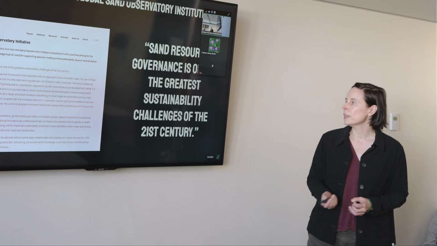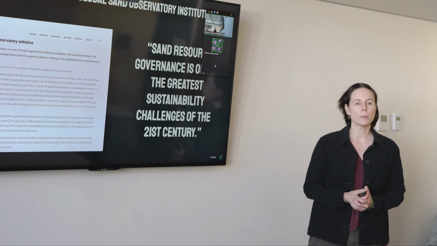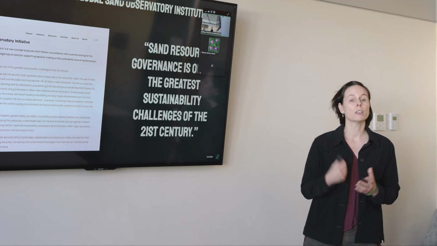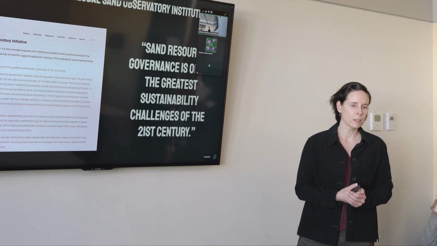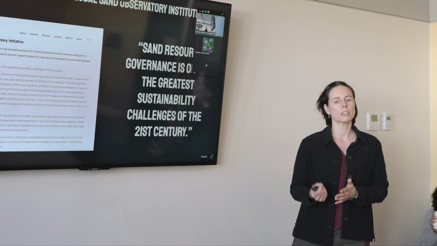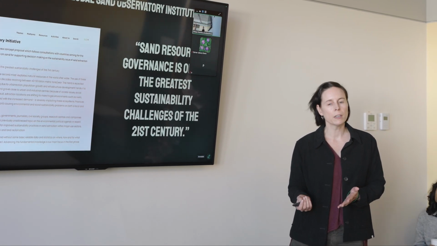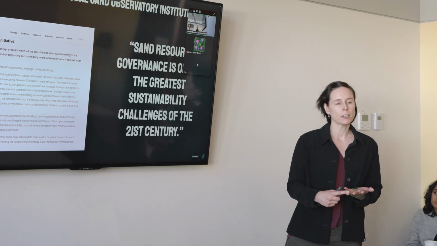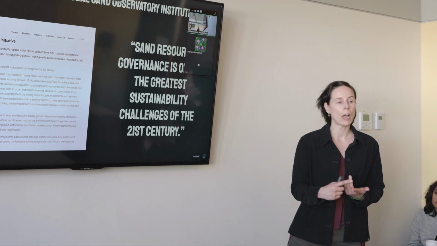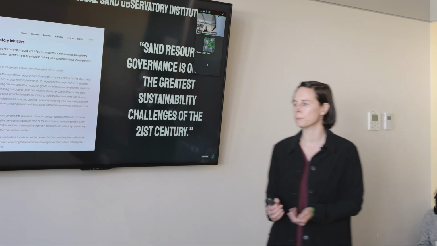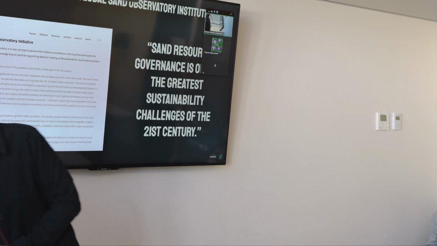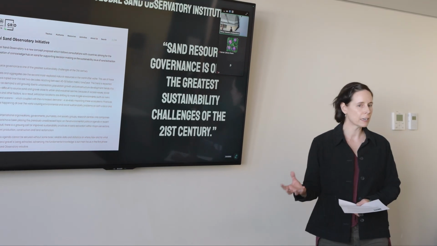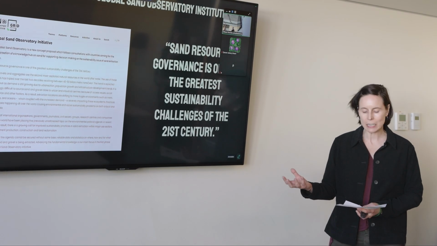The UN has described sand mining as a silent environmental crisis. It is not a very well-studied issue. And yet sand mining is of increasing concern worldwide. Sand is actually the second most extracted resource after water globally. And yet there's very little data about where sand mining is occurring, the volumes that are being extracted, where it's going, and how it impacts the community and the environment. The UN Environmental Program has actually set up a Global Sand Observatory Institute to try to collect data on sand mining because it's so poorly studied.